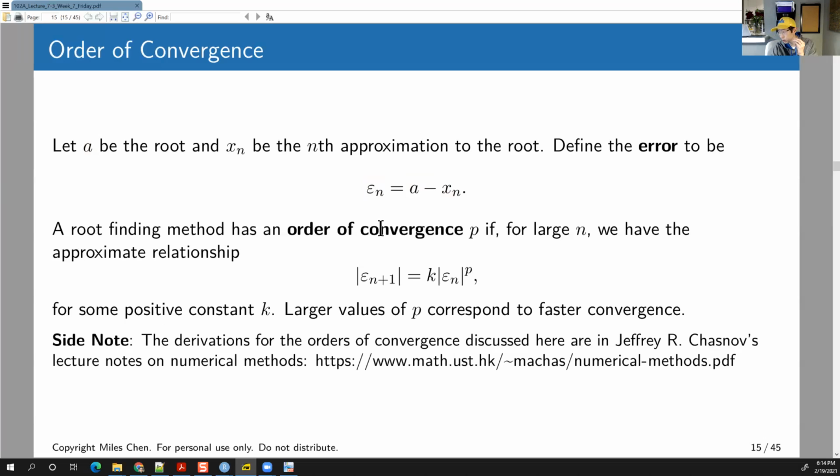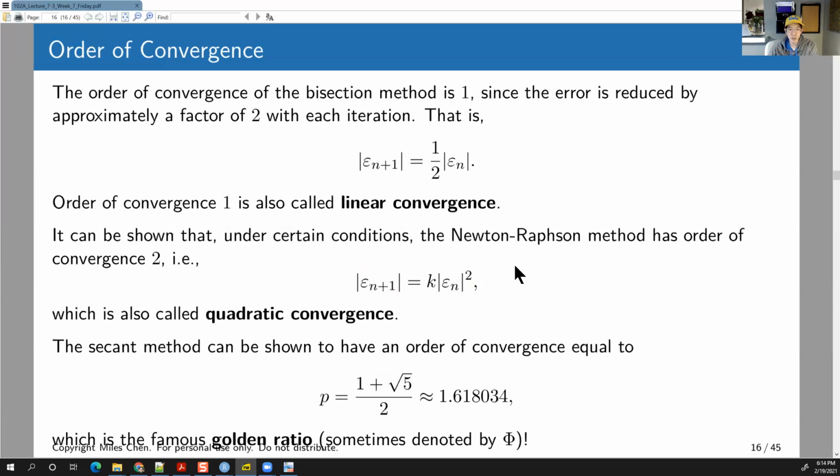And we're going to say there's some order of convergence P, so that if the next iteration's error is smaller than the current amount of error raised to some power P, then that's our order of convergence, okay? Larger values of P correspond to faster convergence, okay? I'm not going to get into the math. I'm not going to try to prove or derive any of these things. These are just things to throw out there and say these different methods have different rates of convergence.